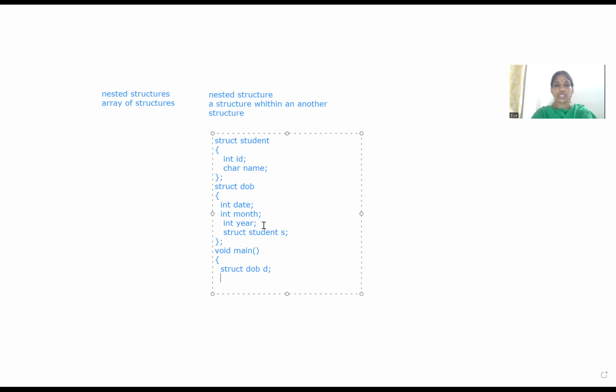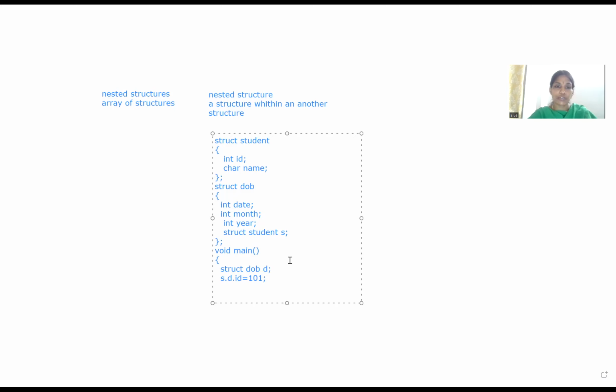By using the structure variable, first I am initializing the value for the student structure. The s variable is declared within the date of birth structure. So what is the variable of date of birth here? D. So s dot d dot id equal to 101.